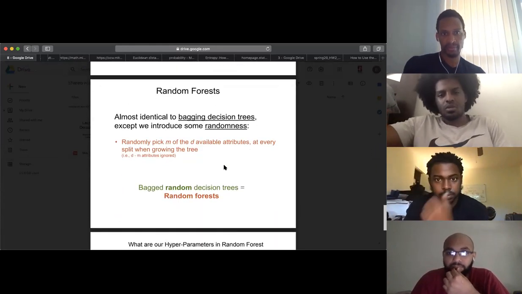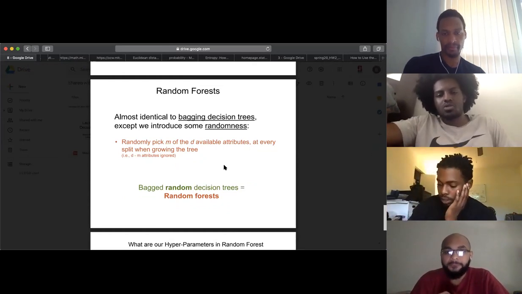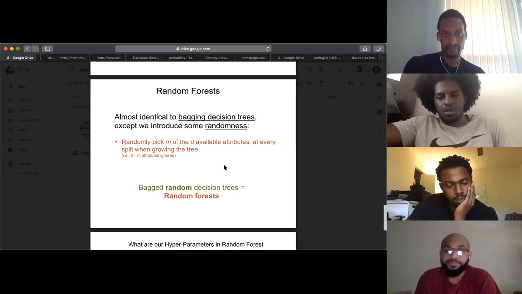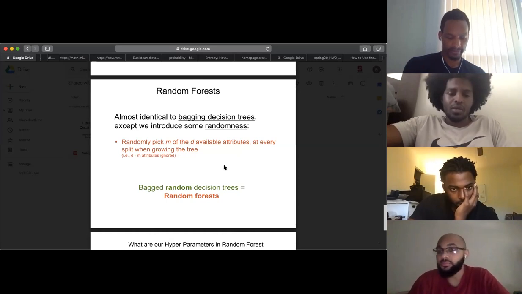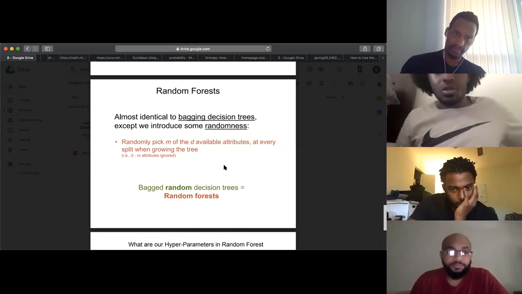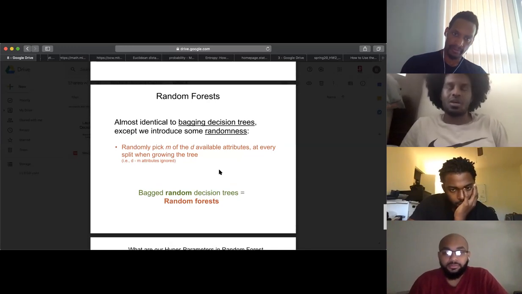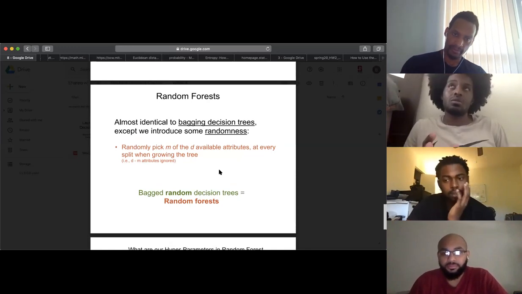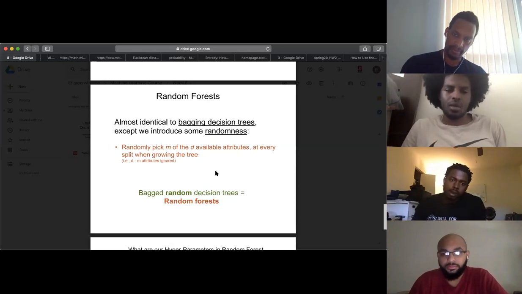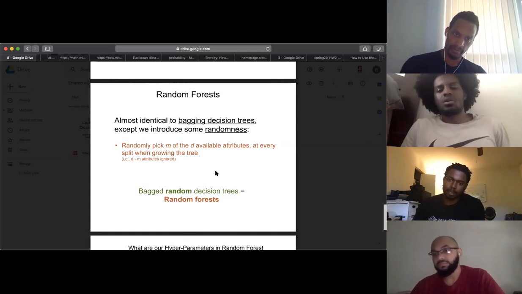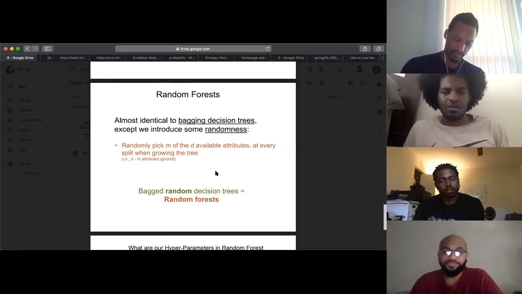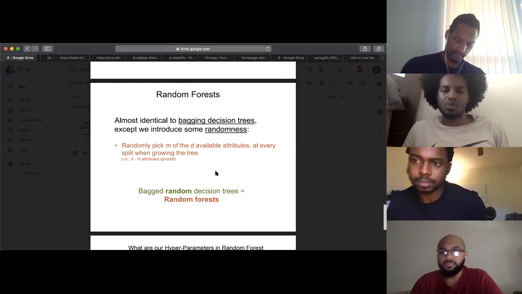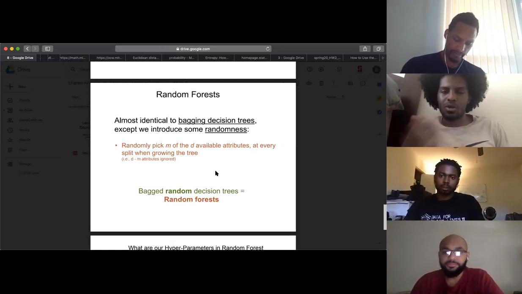So random forests are almost identical to bagging decision trees, but we're going to add some randomness. Bagged random decision trees are random forests. This is basically saying that you're picking M of the D available attributes. So if my original data sample set S had 10 features, I'm going to pick some random subset of those features at each split, when I want to grow the tree.